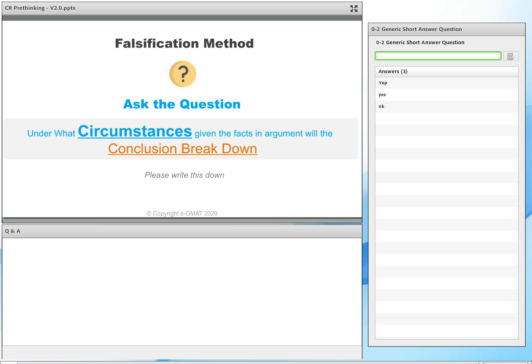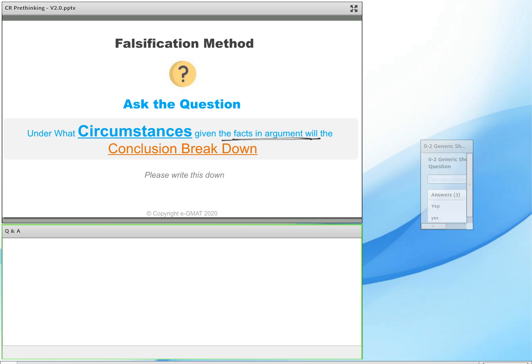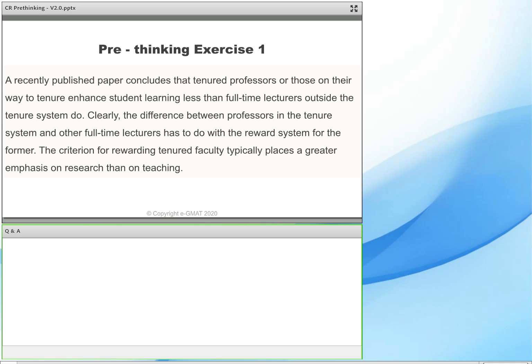So the pre-thinking question that we're going to ask is, under what circumstances, given the logic of the argument or given the facts in the argument, will my conclusion break down? If we ask this question, the answer to these questions will tell us how to build assumptions, and that's what I'm going to demonstrate in this question and in the questions post this one.